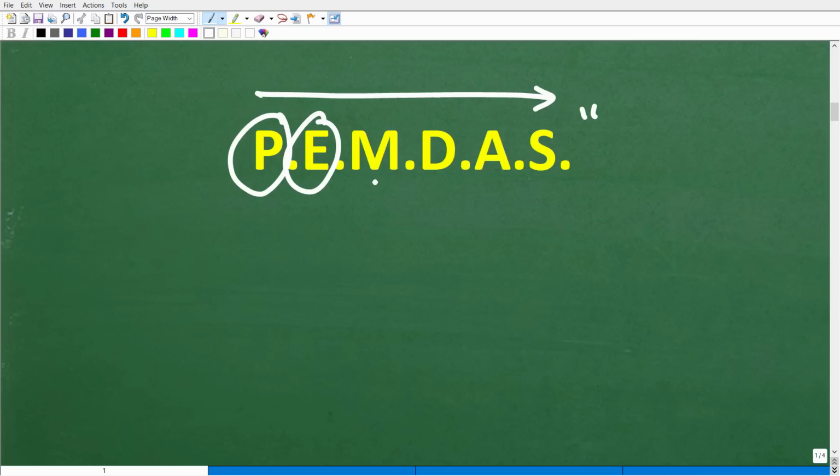Okay, now the next thing, matter of fact, I'm going to tell you what the rest of these letters stand for before I explain the rest of this. So M, D, A, and S. M stands for multiplication, D is division, A is addition, and S is subtraction.